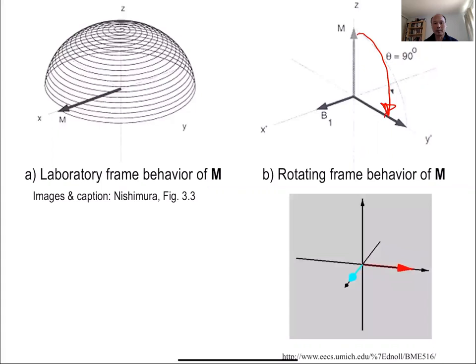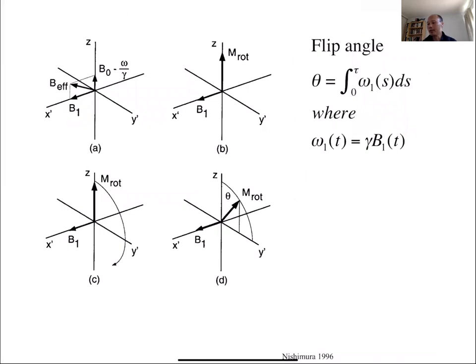Okay, so the flip angle is basically the precession of the spin around this B1 field. Spins will want to precess around it, and they're going to precess at a frequency gamma times B1. All right. And so if that's the frequency, we can get the flip angle by just integrating that frequency over time. And so that's shown here.